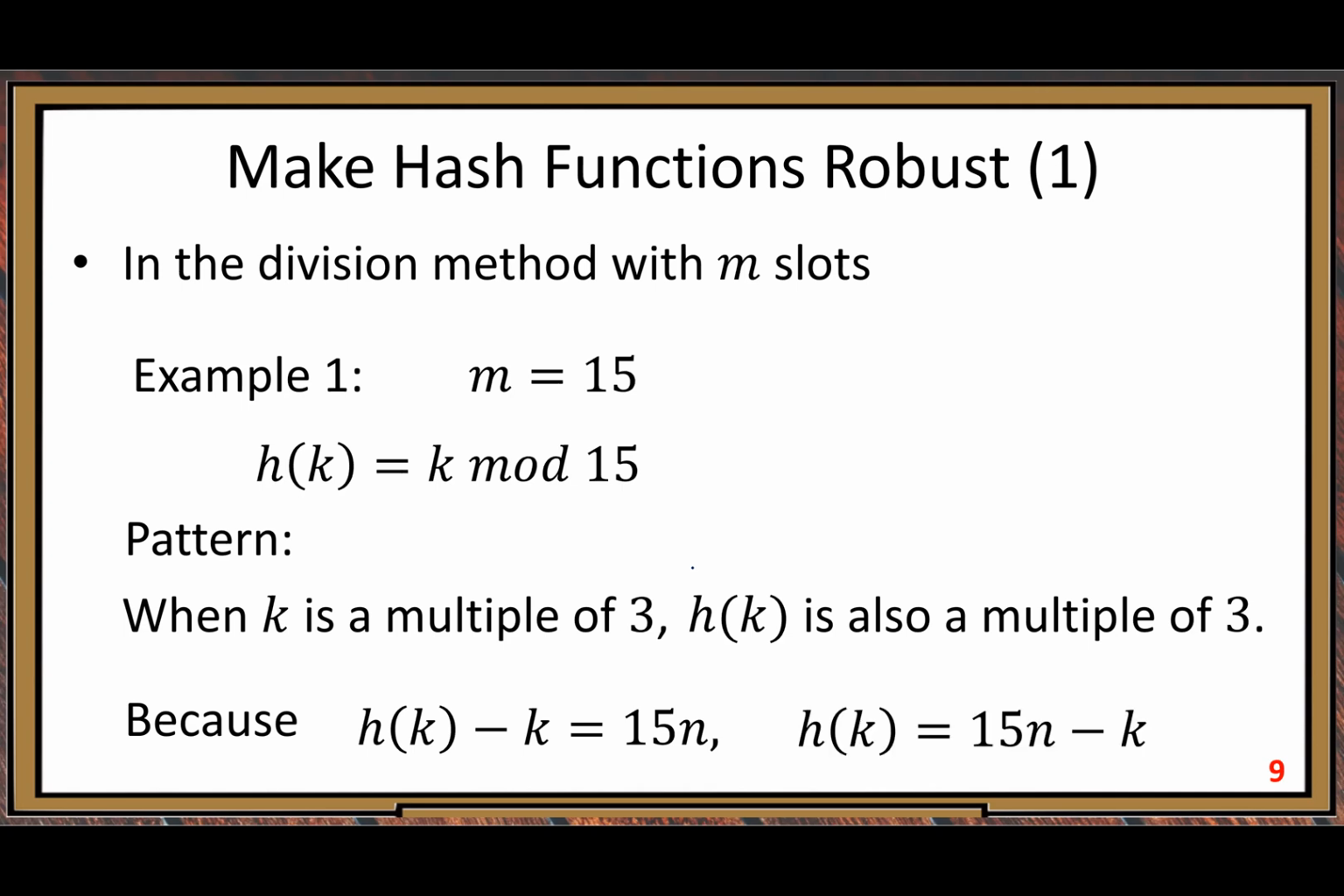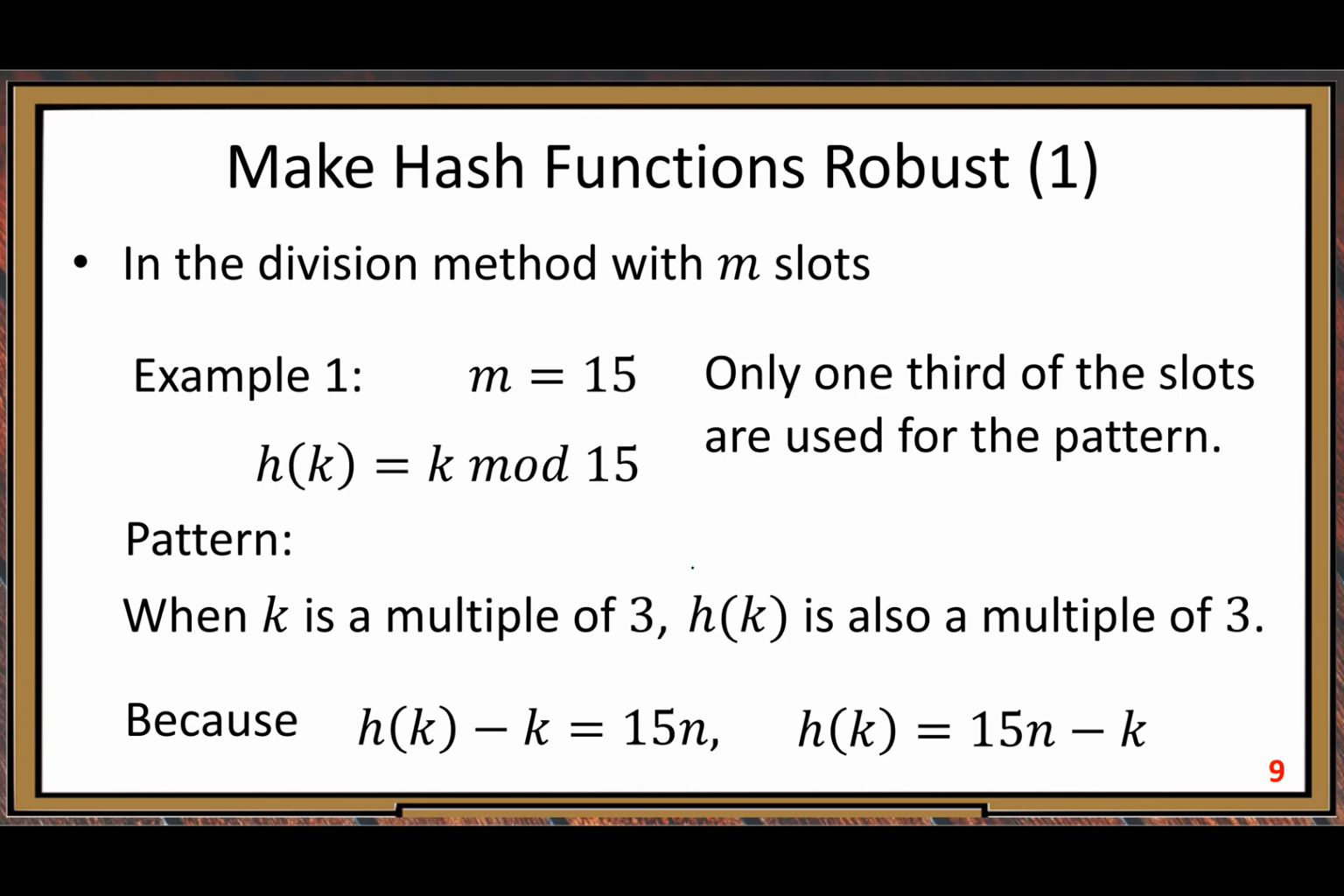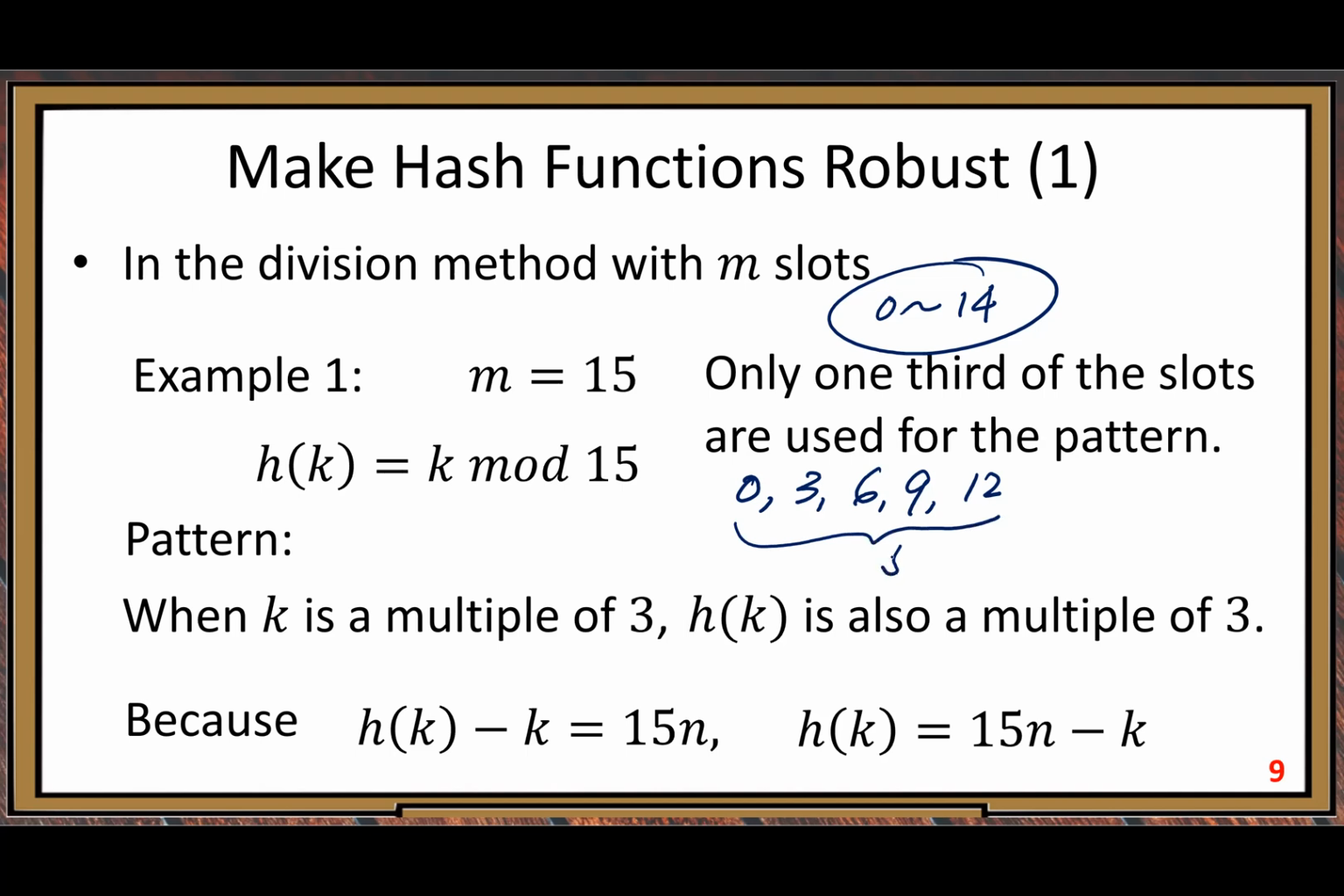But if h of k is a multiple of 3, what is the direct consequence? Only 1/3 of the slots are used for the pattern. 0, 3, 6, 9, only the slots whose number is a multiple of 3. If I list the slot numbers we can use with this hash function: 0, 3, 6, 9, 12, we do not consider 15, because the slot numbers we use go from 0 through 14. Those are the valid slot numbers. Then you can see only 5 of them can be used under this hash function. The remaining 10 can never be mapped to by this hash function.